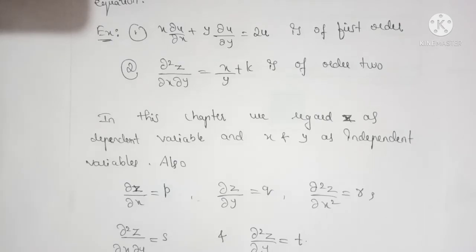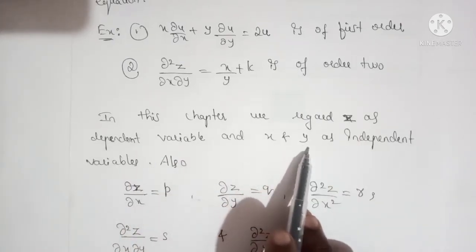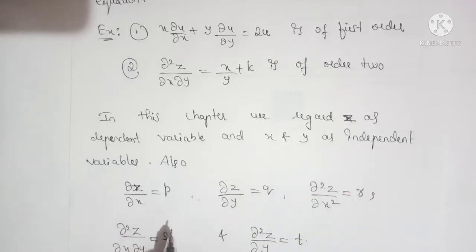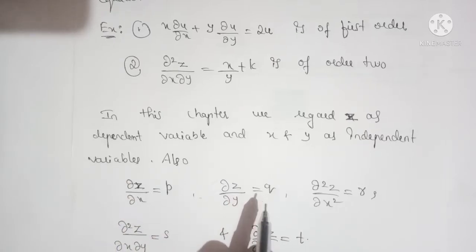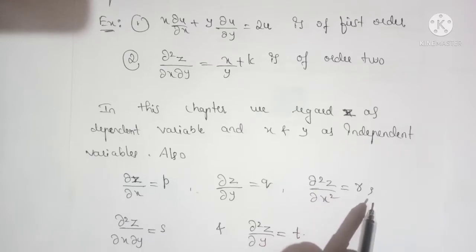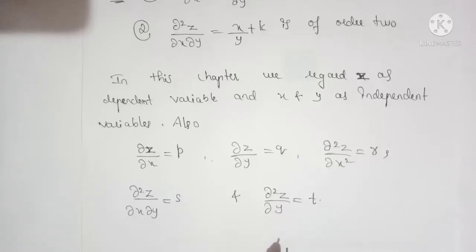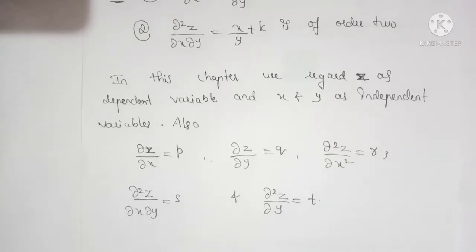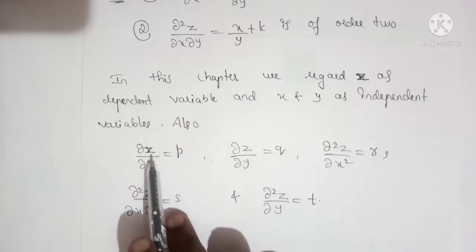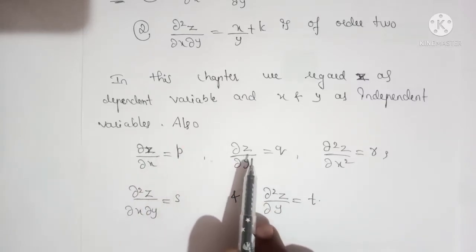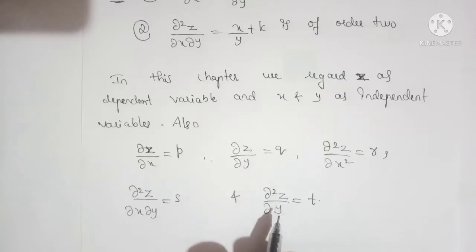In this chapter we regard z as a dependent variable and x and y as independent variables. Also we treat ∂z/∂x = p, ∂z/∂y = q, ∂²z/∂x² = r, ∂²z/∂x∂y = s, and ∂²z/∂y² = t. So in this chapter, in the PDE, we represent ∂z/∂x by p and ∂z/∂y by q and so on.